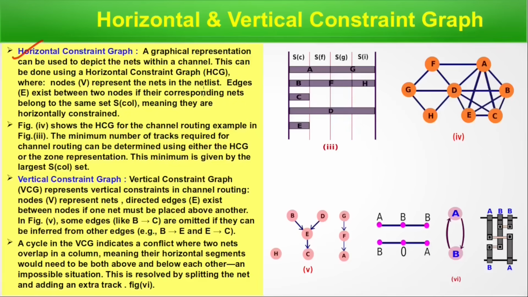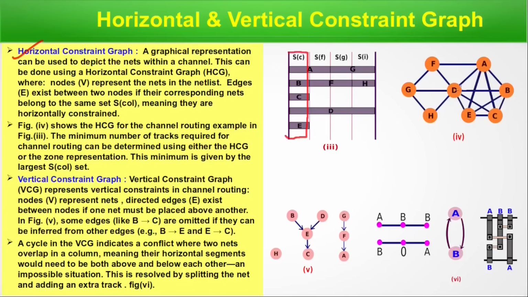So this can be done using a horizontal constraint graph or HCG, where nodes, that is V, represent the nets in the netlist, and edges exist between two nodes if their corresponding nets belong to the same set. Here in the same set, this set is A, B, C, D, E. Now let's see A, B, C, D and E.